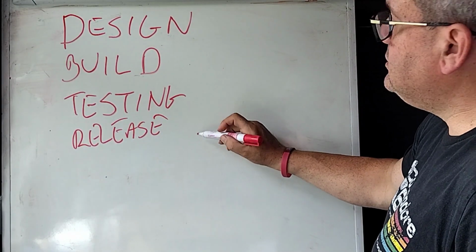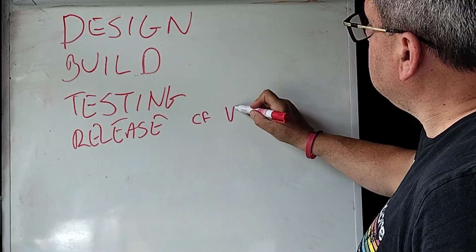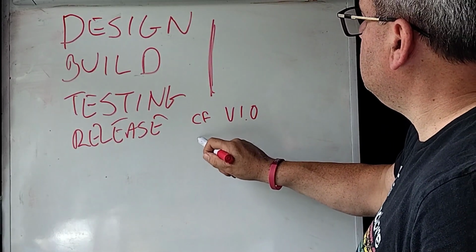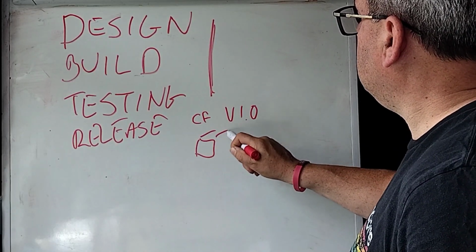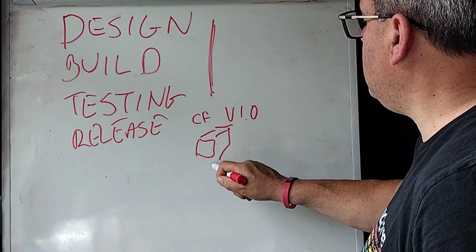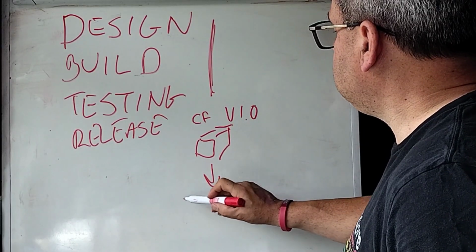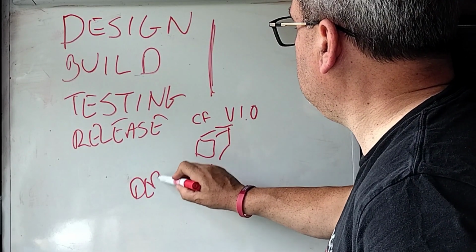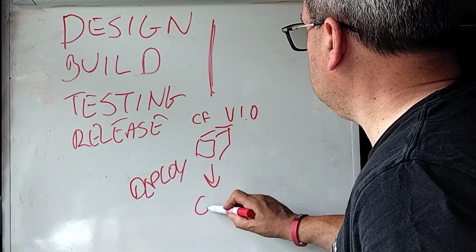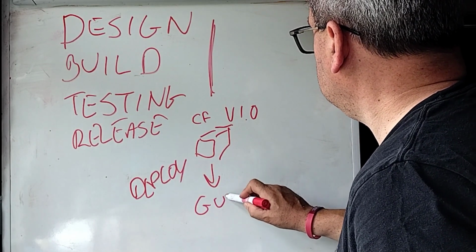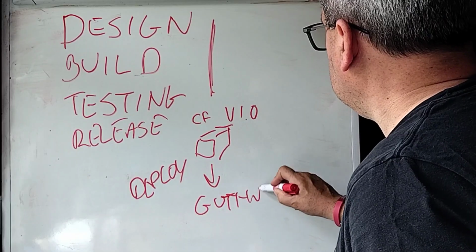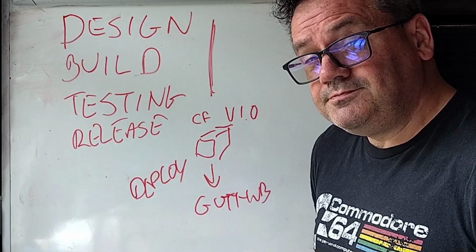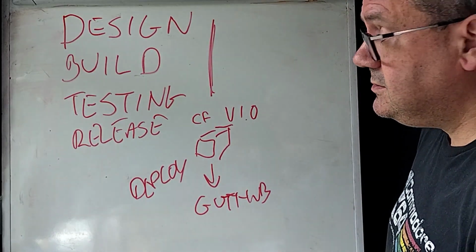So this is your configuration management, which says all of this stuff together creates a package that we can send out to people. And this deployment mechanism, well, you're going to use GitHub as well. And the links for that are in the description below. That's the basic process.